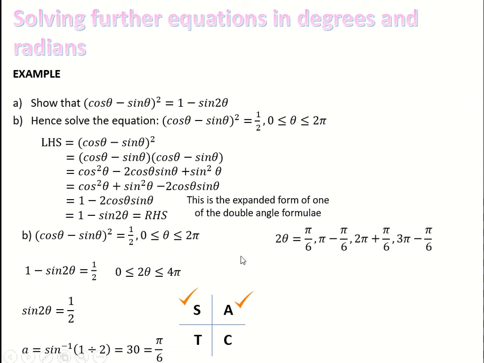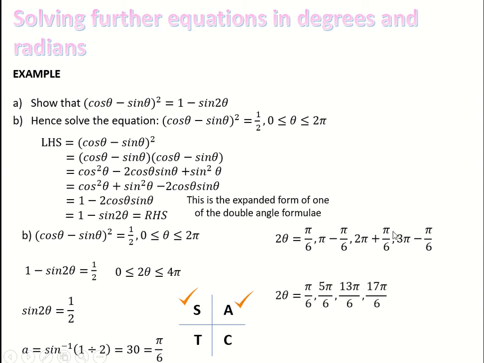Okay, and in the next stage we find 2 theta, bearing in mind that 2 theta is between 0 and 4 pi. So 2 theta will equal in the first quadrant 0 plus pi over 6, in the second quadrant pi minus pi over 6, and then we're back round again because we're going up to 4 pi, so it'll be 2 pi plus pi over 6, and in this one it would be 3 pi minus pi over 6. Okay, as I say, if you dealt with that in terms of degrees first, it would be 0 plus 30, 180 minus 30, 360 plus 30, and 540 minus 30, and then change it back into radians at the very, very end.